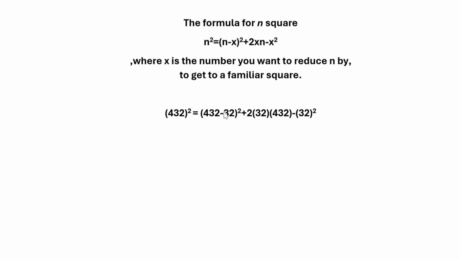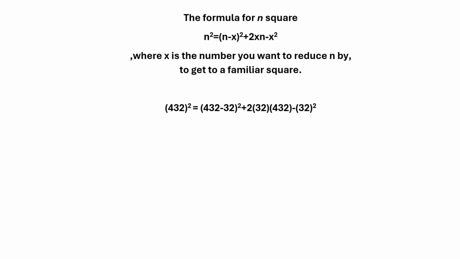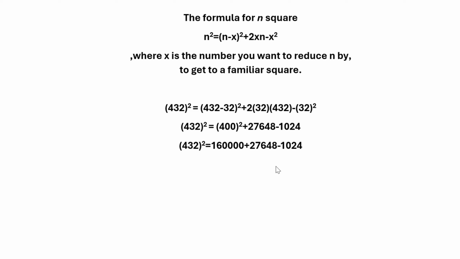Since we know the square of 400, or at least I know, we can reduce it to 400 by subtracting 32 from 432, which makes x as 32. So now we can say that 432 the whole square is equal to (432 minus 32) the square plus 2 into 32 times (432 minus 32) plus 32 square, and it gets us to 400 square plus 27648 plus 1024. Now trust me, this multiplication will be much easier than 432 square on paper. So we can just open the bracket, simplify it, and we get this value, and if you plug it into a calculator you will find out that we are actually correct. So the final answer just becomes that.